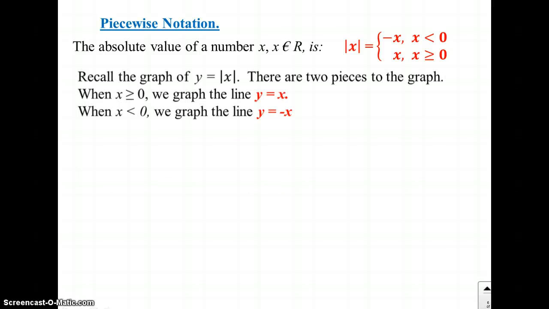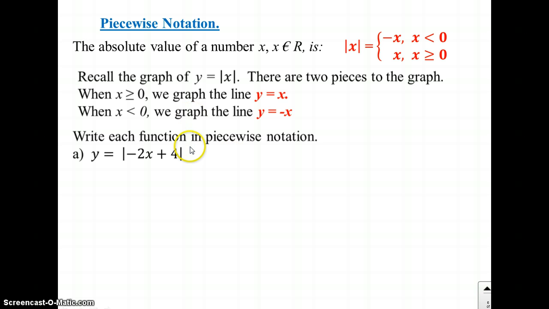What does that mean? Recall the graph of y equals absolute value x. There were two pieces to the graph. When x was greater than or equal to 0, the line was y equals x. When x was less than 0, the line was y equals -x. All right, so those two pieces of the graph can't be drawn as a single line. The absolute value of x is not a single connected line, it's that V shape.